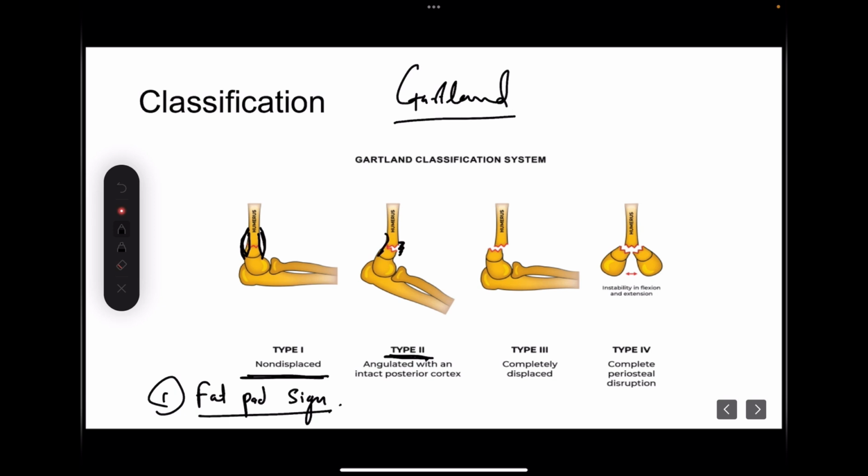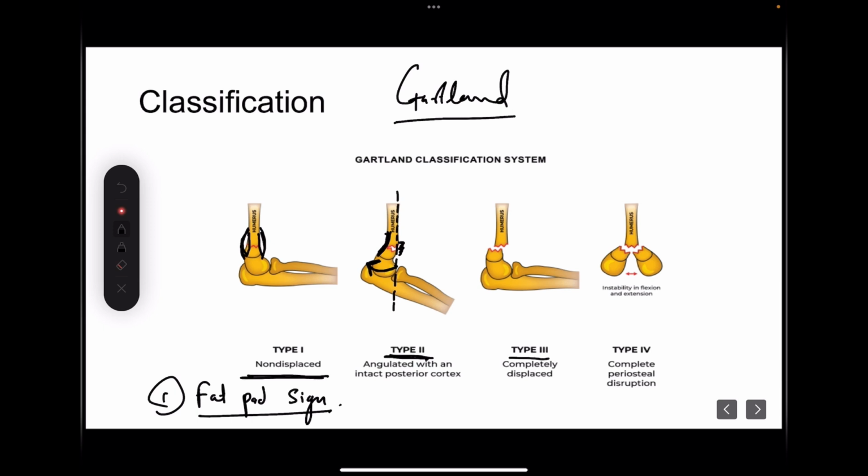Type 2 fracture is the one where only one cortex of the distal humerus in supracondylar region is fractured. On the other hand, another cortex is intact, so that the distal fragment goes into some extension, so that anterior humeral line, a line along the anterior cortex of the humerus, no longer bisects the capitellum. So this is type 2 supracondylar humerus fracture, where some angulation is present but another cortex is intact.